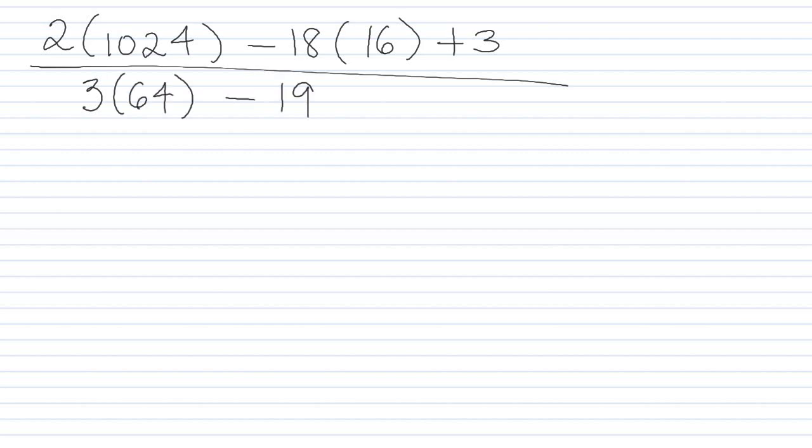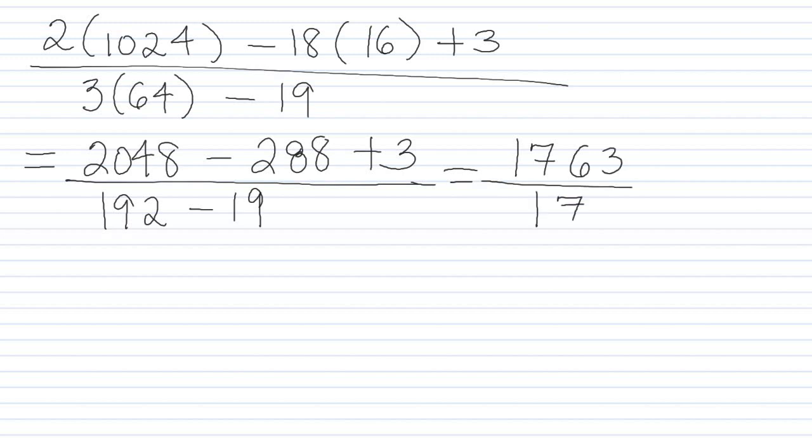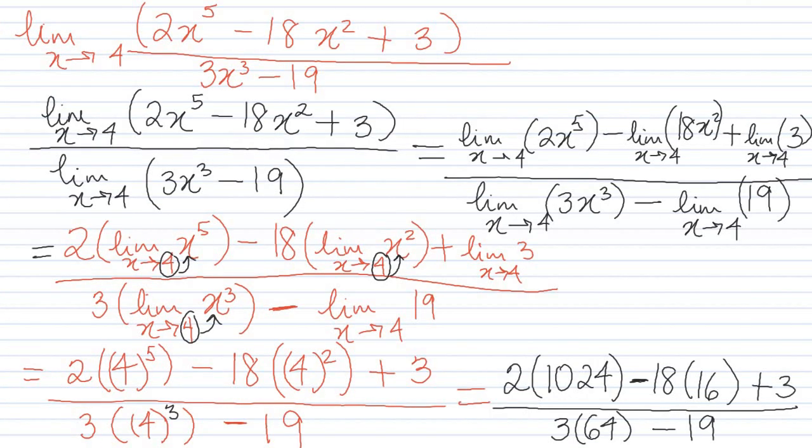So you have this, which is going to be 2048 minus 288 plus 3, divided by 192 minus 19. So when you put it in your calculator, what you end up with is 1763 divided by 173. So this is basically the answer. The answer to this entire question is what we have.